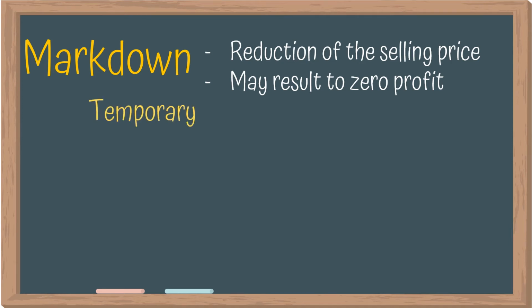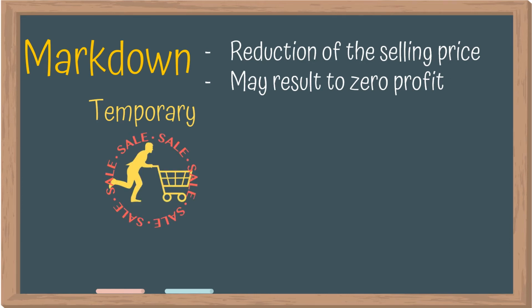The first one is what we call the temporary markdown, which is usually done to increase sales by attracting customers for a given period of time. This can be in the form of promotional sales such as buy one take one or 50% off that are considered to be customer magnets.